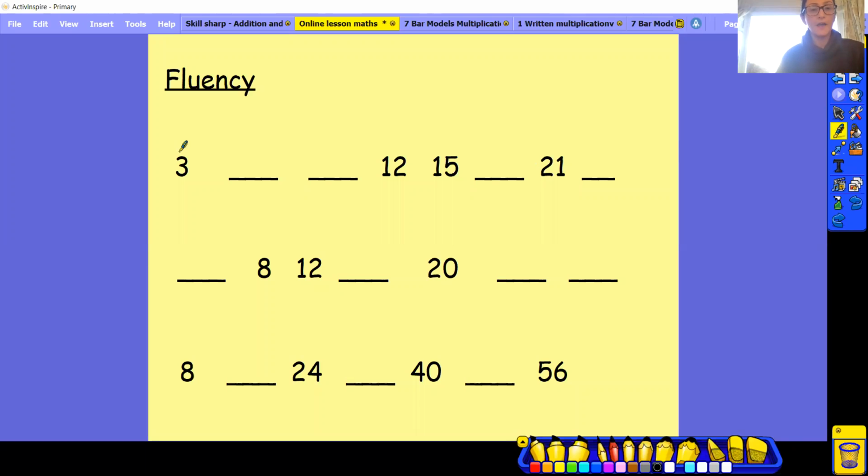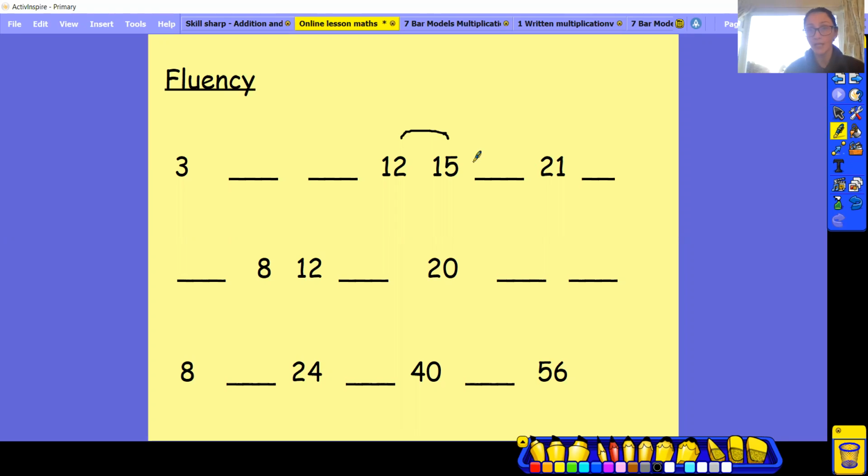So we have this first row that goes 3, blank, blank, 12, 15, blank, 21, blank. Now, to work this out, we need to find the difference between these two numbers. So we've got 12 and 15. So we can easily just add this on. So we can go 12, 13, 14, 15. And the difference is 3.